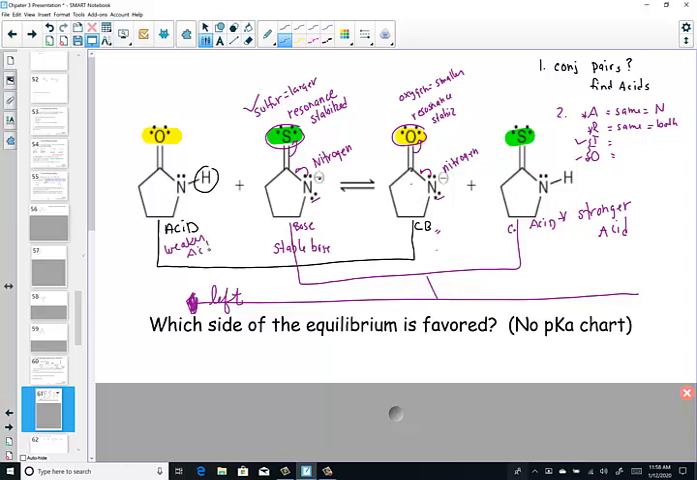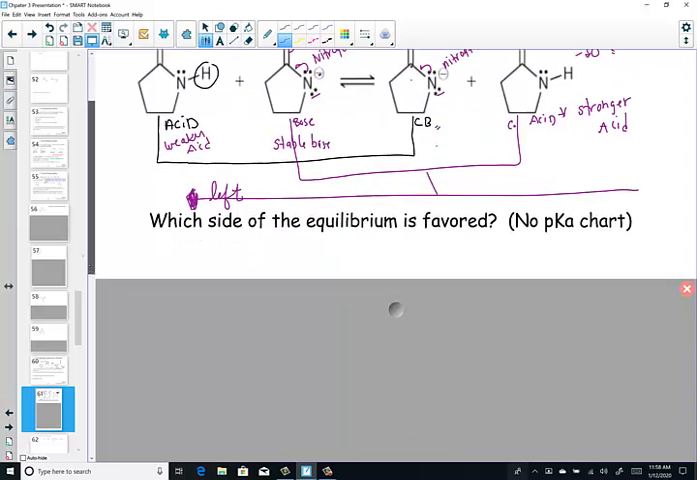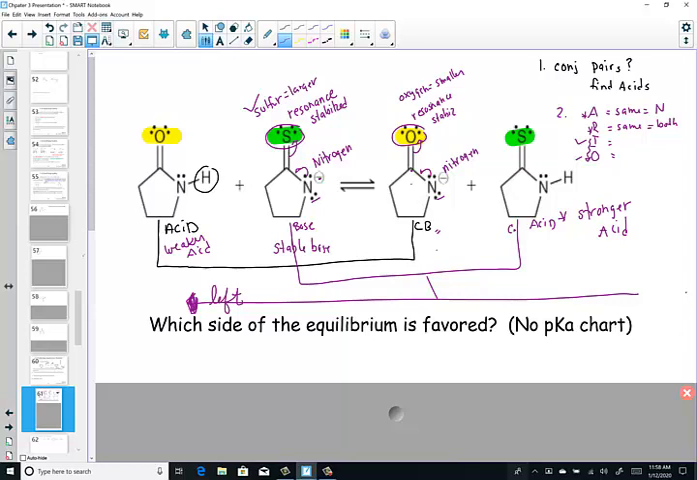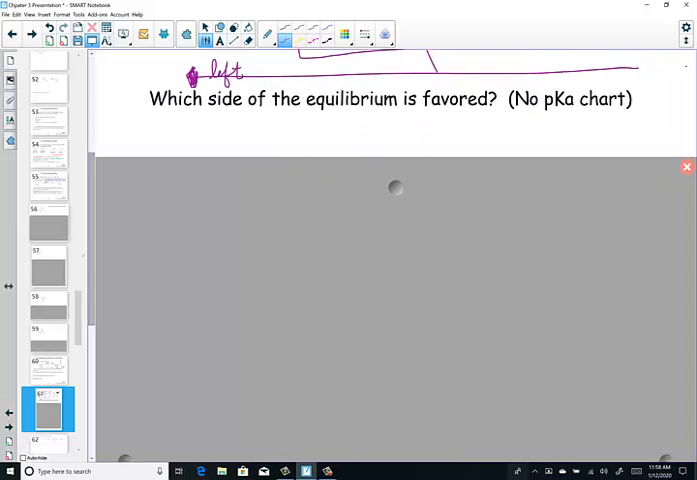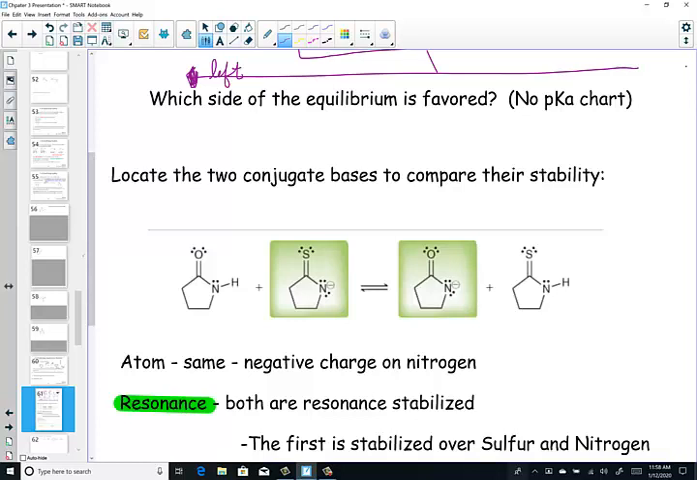And I did this without using a pKa chart. So we went through a series of steps without a chart and just talked through how we could decide which one would be a more stable configuration. We found the two bases, and we did so really by just hooking together the conjugate pairs.